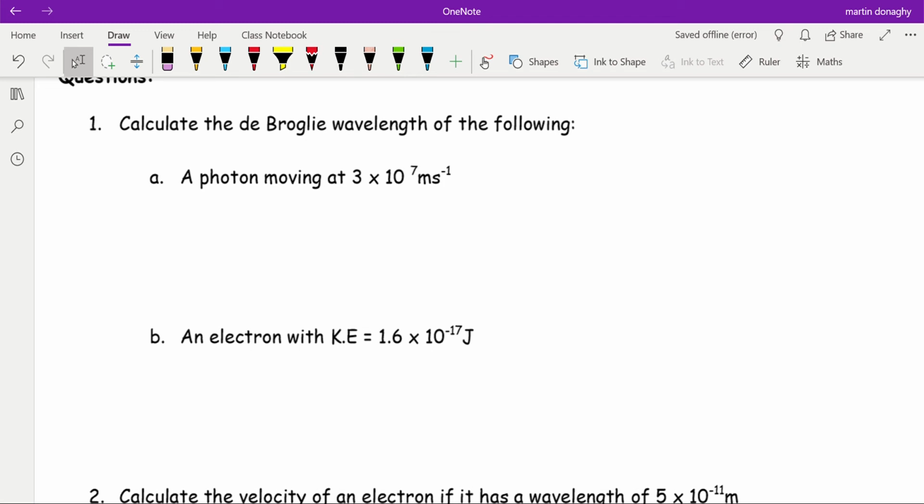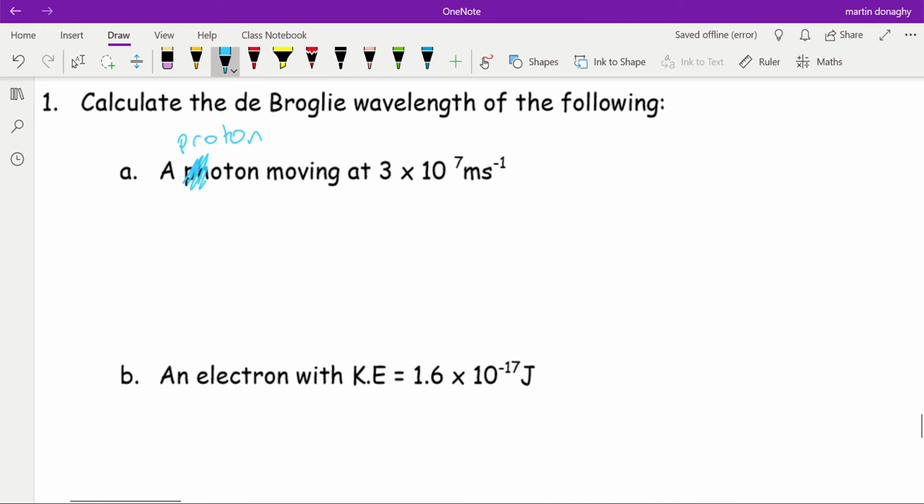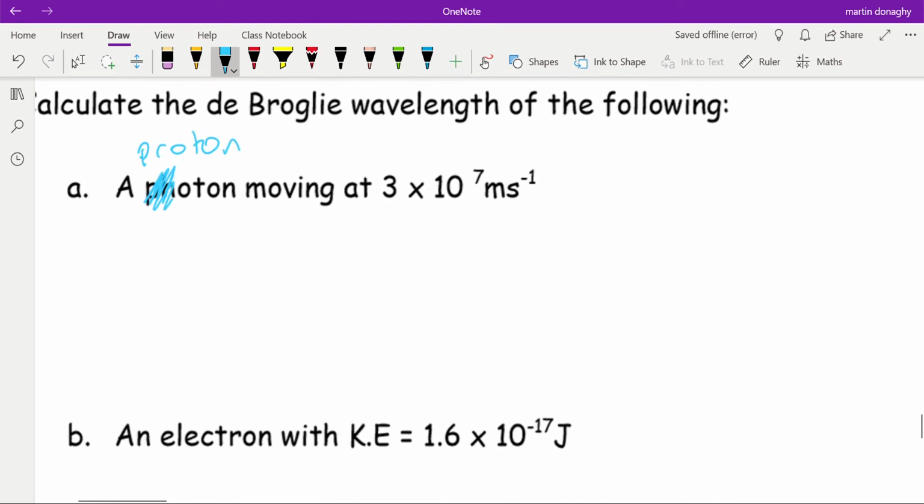Okay, let's go through the answers to these questions. So, first one, there's a little bit of a typo. That should say proton. Okay, so you want to find the de Broglie wavelength for a proton moving at 3 by 10 to the 7 meters per second. It could be a photon because they'll move at the speed of light, 3 by 10 to the 8 meters per second. So we just use de Broglie's equation.